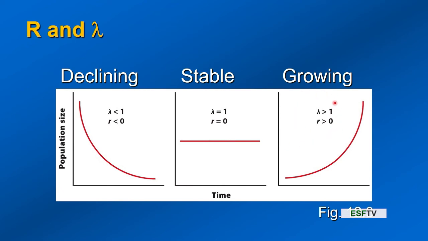And then a growing population, obviously, is different. So r is greater than 0. You're constantly increasing. And lambda is greater than 1. Okay?